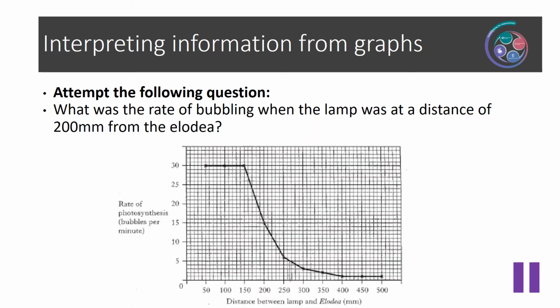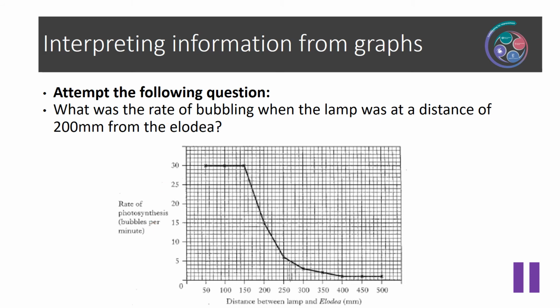Okay, so using that practice that we've just done, I would like you to have a go at this question here. This graph is looking at the distance between a lamp and Elodea. You might have seen an Elodea bubbler in class where you've got a lamp and an underwater plant and you're counting the bubbles. So this bottom line talks about the distance between the lamp and the Elodea in millimeters. And this axis going up looks at the rate of photosynthesis, counting the number of bubbles per minute that the plant is giving off.